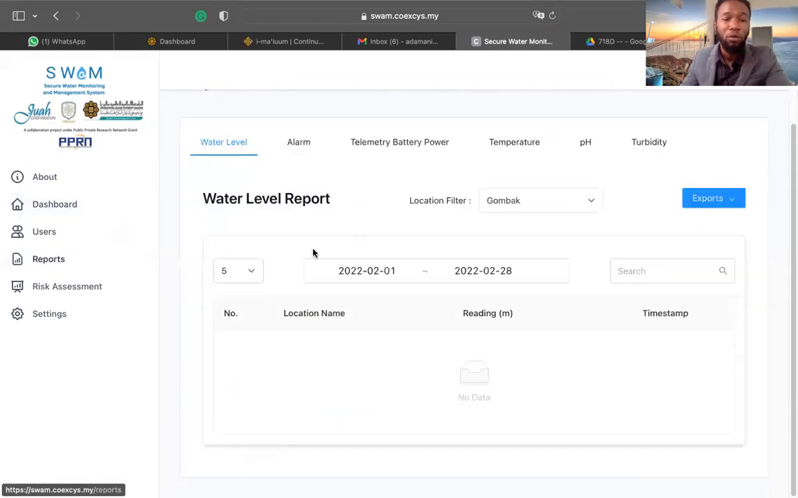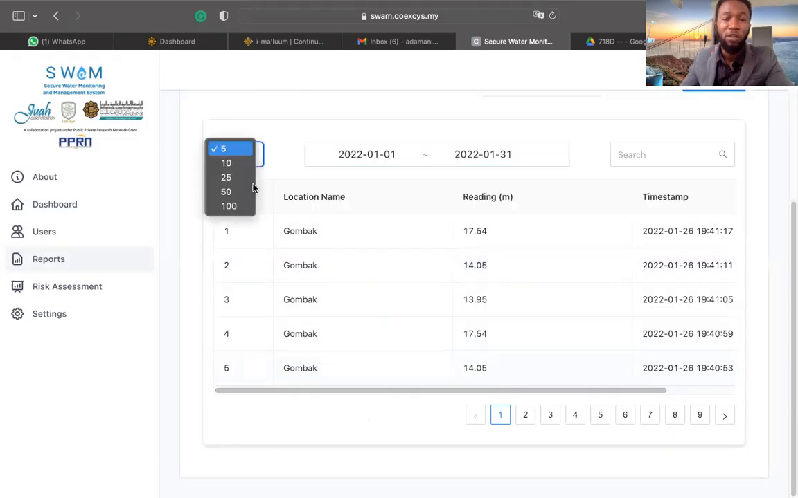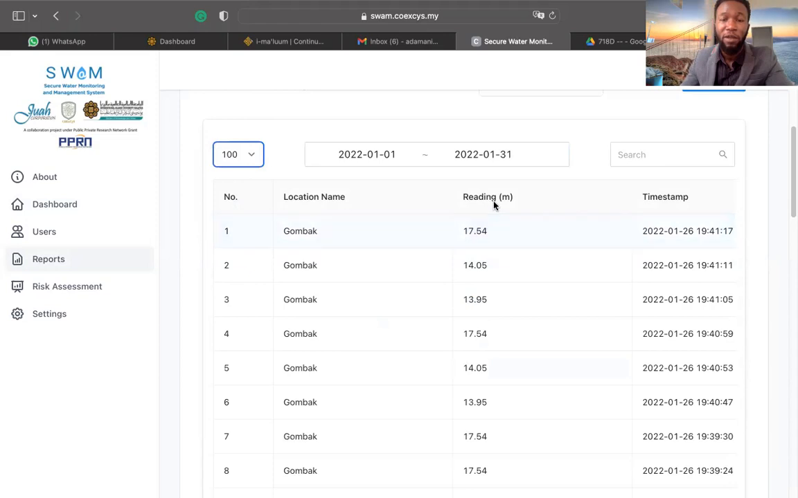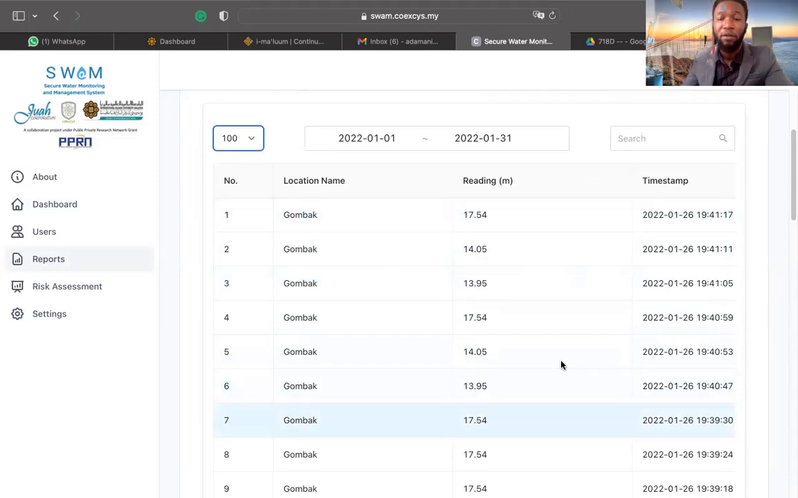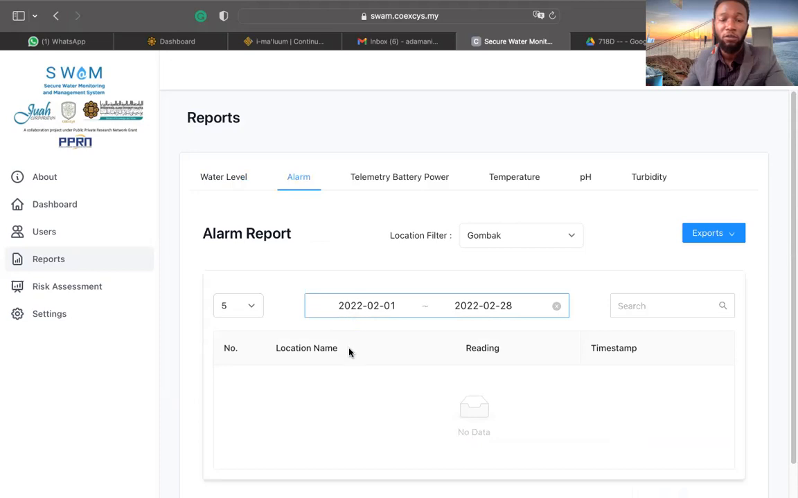We can also have a look at the reports here. We have the report where all the sensors are listed, and then we can choose the date. Let's take last month, January. You can see here we have our RTU located in Gomba campus. It read the data, the water level that we put in the tank, and with variations, we have different water levels here. The times they were captured are also recorded on the website. The same goes for the other sensors as well.